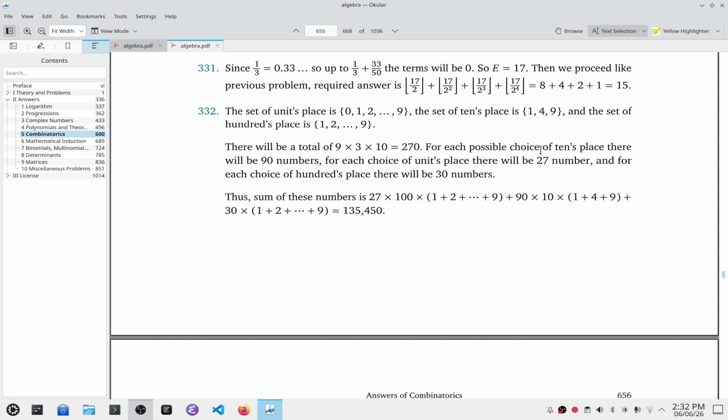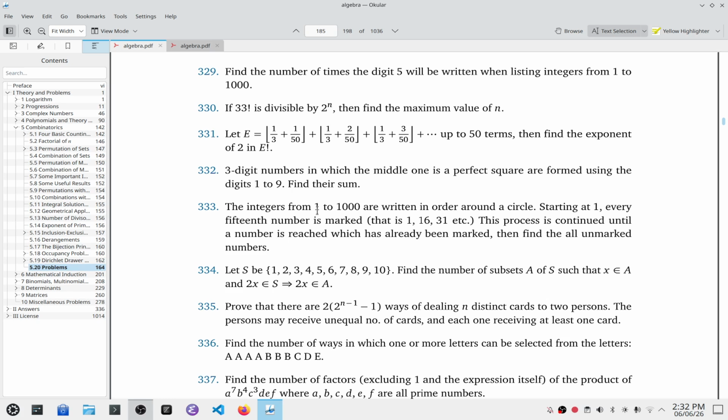For each possible choice of tens place, there will be 90 numbers. For each choice of units place, there will be 27 numbers. And for each choice of hundreds place, there will be 30 numbers. So sum of these numbers is 27 multiplied by 100, and that you do 1 through 9. You add that. 90 into 10 multiplied by 1 plus 4 plus 9, and 30 multiplied by 1 plus 2 through 9, that is 135,450. I think I should explain it more.